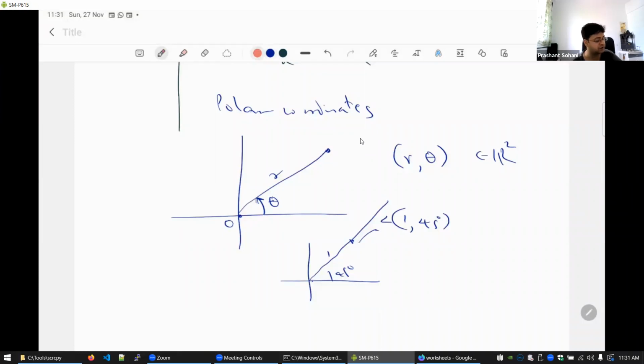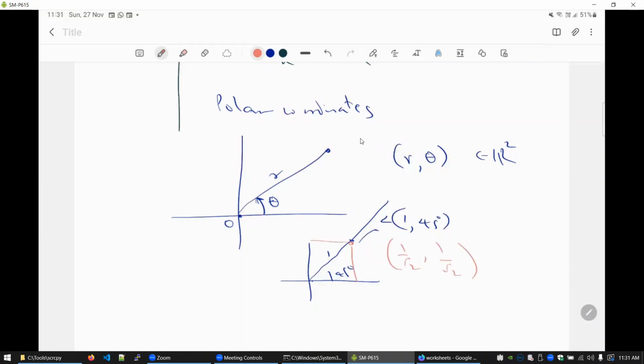And it's easy to see that the same point can also be described in Cartesian coordinates as 1 by root 2, 1 by root 2. In general, cos theta, sin theta. So you see there are multiple ways to assign coordinates to the points in the plane.